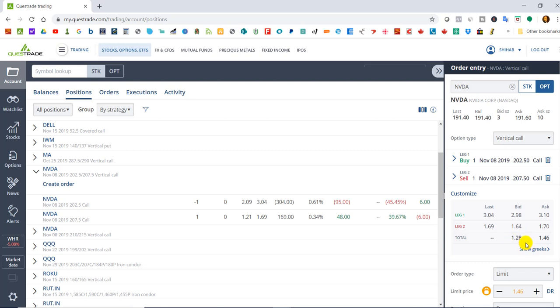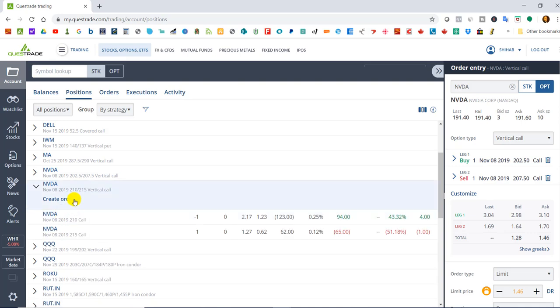And as you can see, if I want to close it right now, I close it for about $140. So I'd be losing about $50, $60. This morning, it was trading at almost $2. So I would have been losing almost $112. So I'm going to keep a close eye on this one. I might have to close early just to avoid a bigger loss. Really depends on how NVIDIA moves.